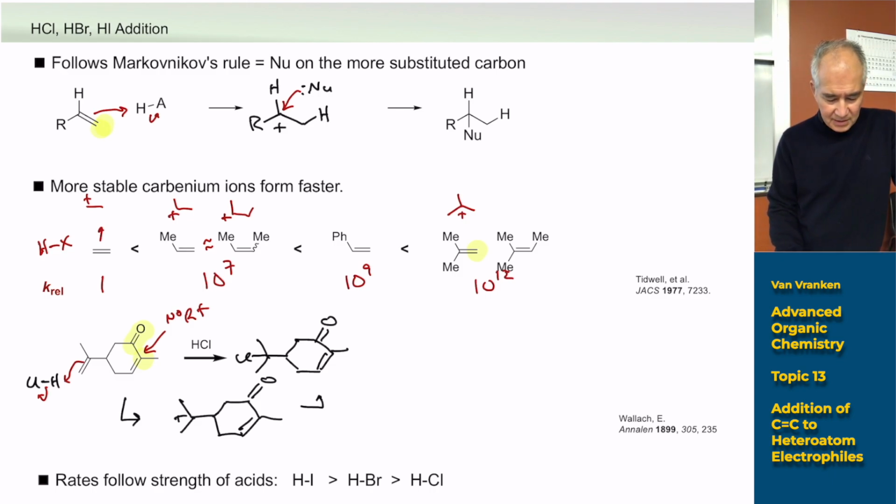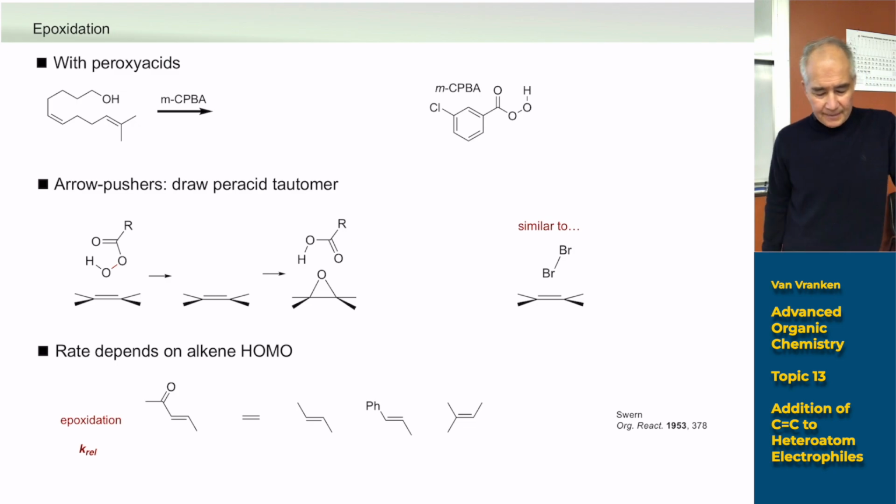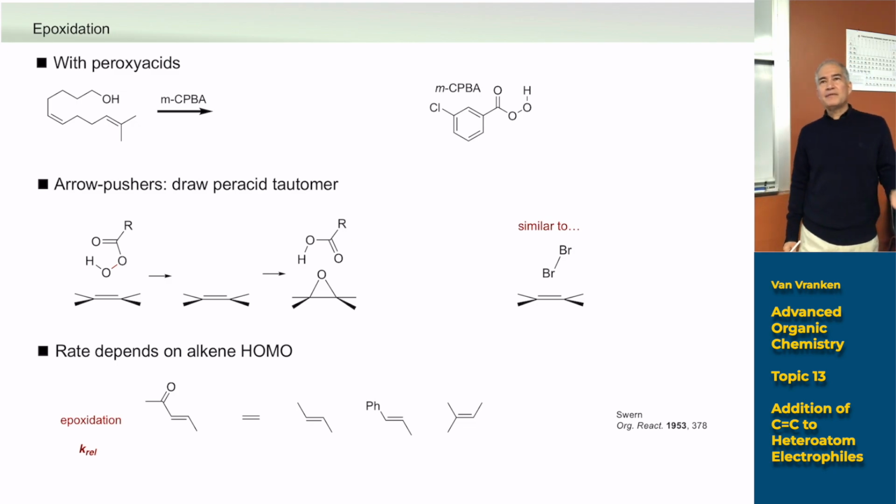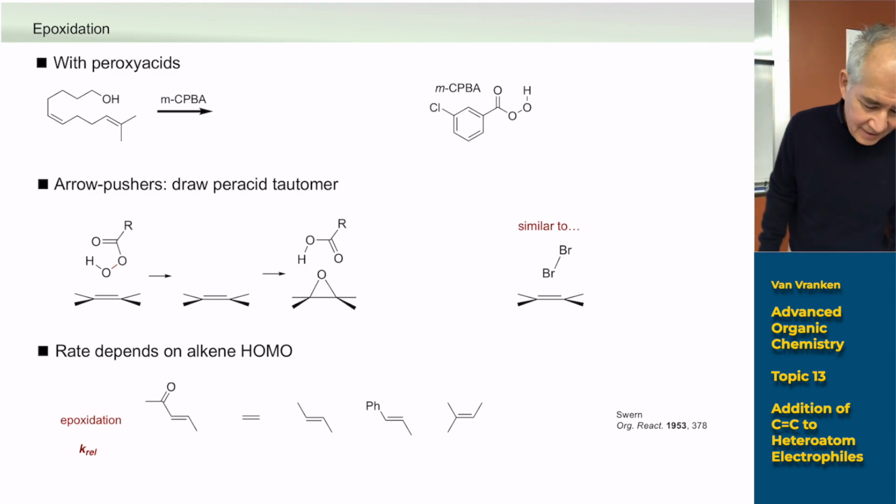So it's very easy to get selectivity in addition to olefins if you just look at these relative rates. All right, let's take a look at a different type of electrophile. Maybe actually it's not that different. We've already talked about this type of electrophile, but it's going to seem mysterious once we draw out the Lewis structure.